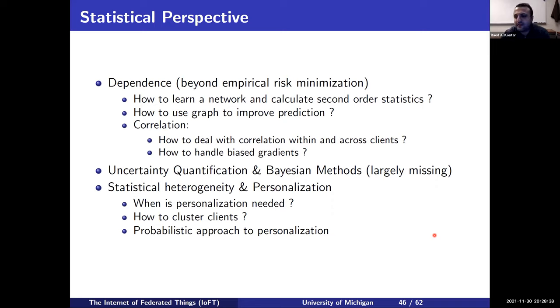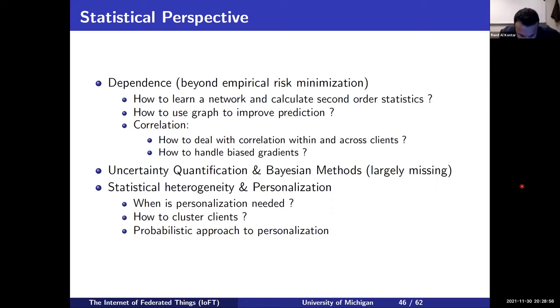Then statistical heterogeneity and personalization. As I mentioned, how can we quantify statistical heterogeneity? How can we answer this question: when do we need to learn a global model, and when do we need to learn a personalized model? How to do clustering, as I mentioned here? If we have excessive heterogeneity, can we cluster different clients?